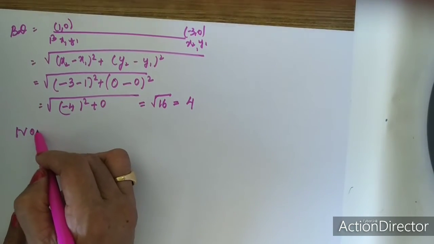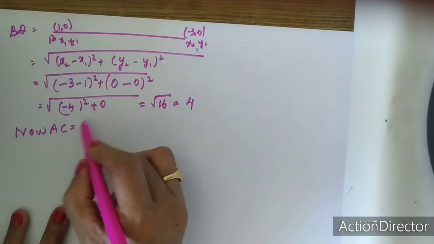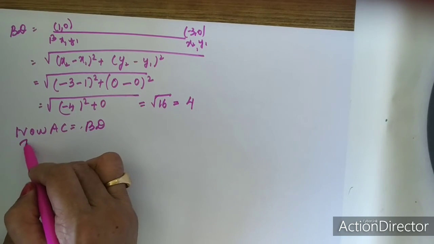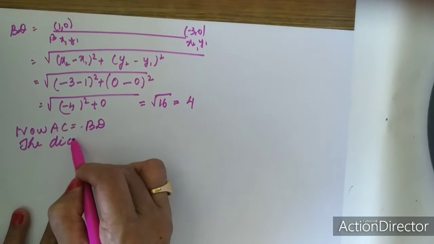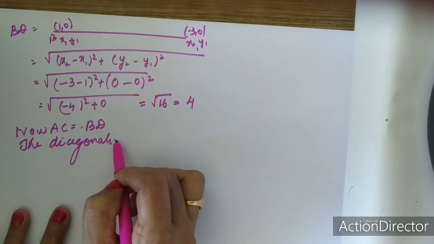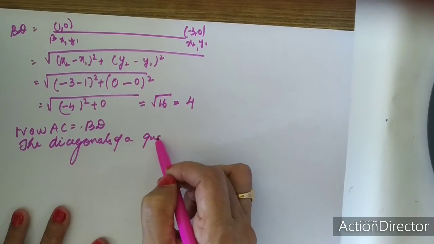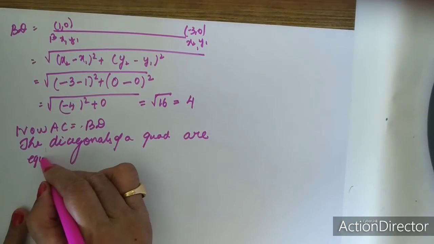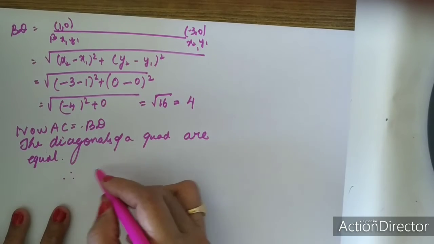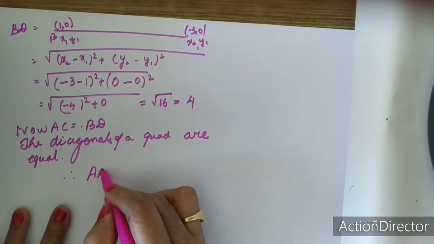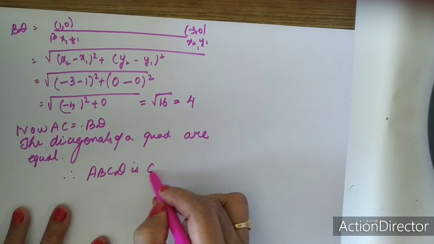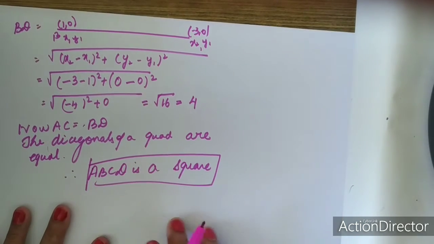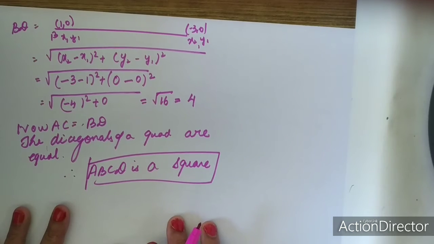Now we can say AC is equal to BD. The diagonals of the quadrilateral are equal. Therefore, we can conclude ABCD is a square. Hope you have understood this question. You have to check all the sides plus the diagonals over here.